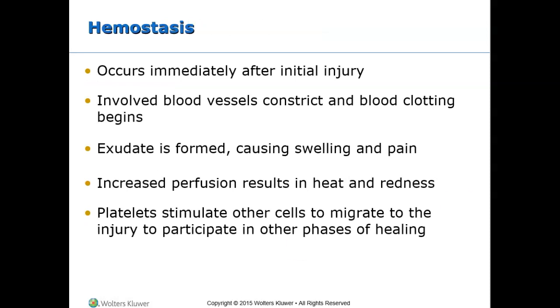Here's some more information on what I just said, basically.